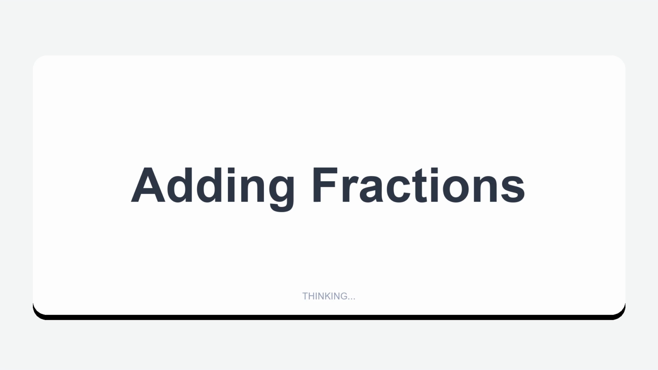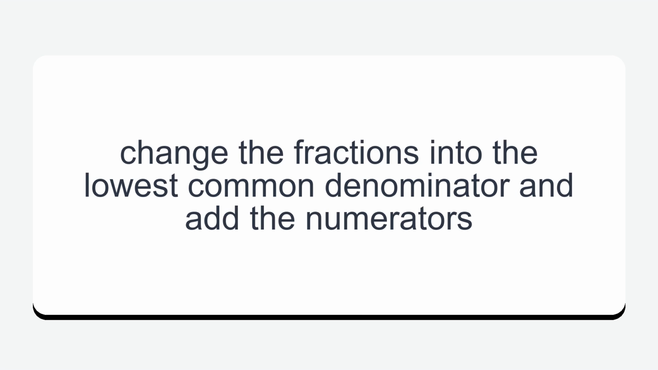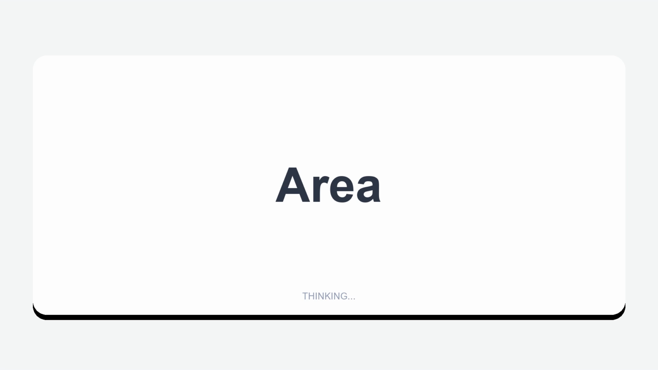Adding fractions: change the fractions into the lowest common denominator and add the numerators. Area: A equals L × W.